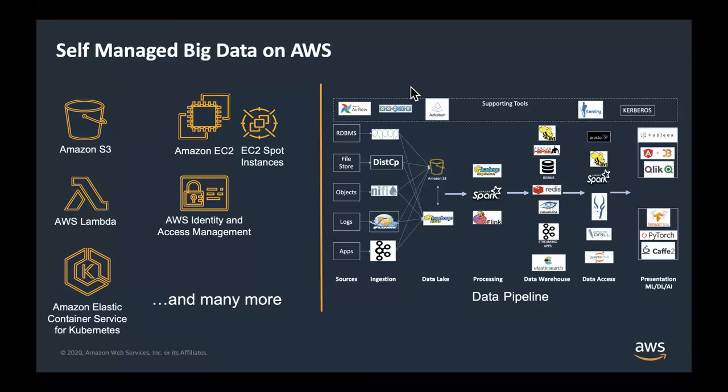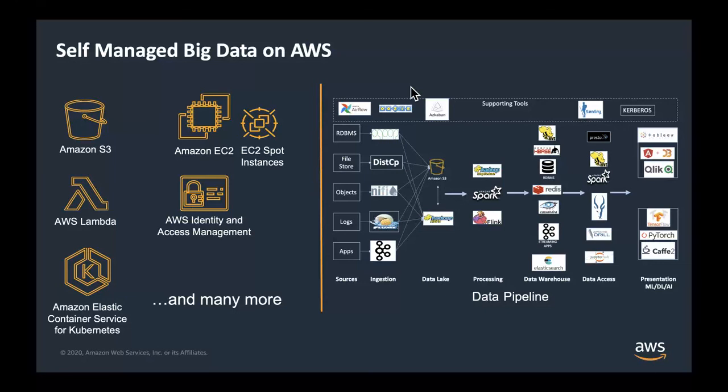Or there might be a variety of other reasons. The key point here is AWS's wide range of services for compute, storage, serverless, security, and containers makes it the ideal choice for running self-managed big data workloads. And some of those services you can see on the left-hand side of this slide.